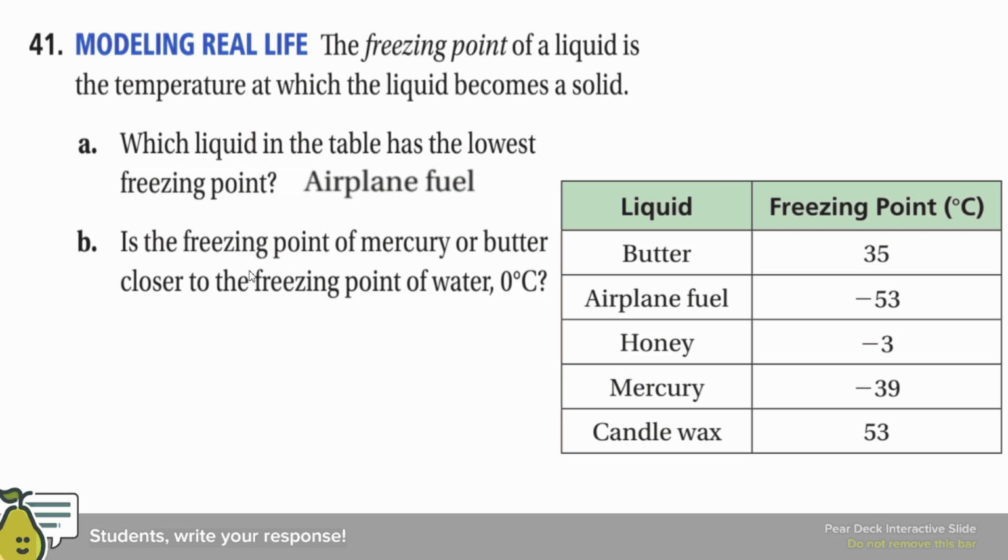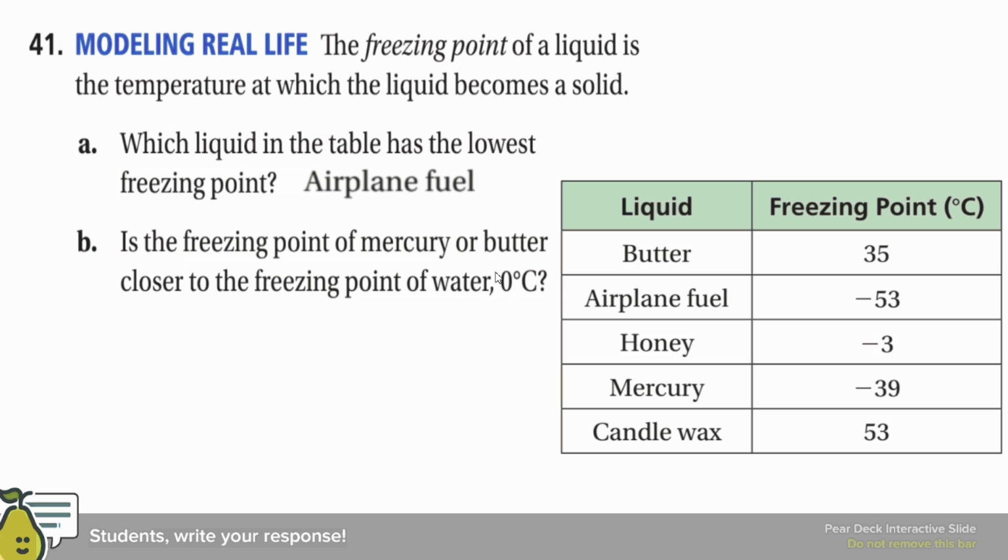Here's another question. Is the freezing point of mercury or butter closer to the freezing point of water? Well, the freezing point of water is 0 degrees Celsius, and we mentioned negative 32 degrees Fahrenheit. So those are two measures that you should keep in mind. But we're talking about mercury. Mercury is negative 39 degrees Celsius. If we took the absolute value of that, that'd be 39 degrees, or 39 units away from zero.